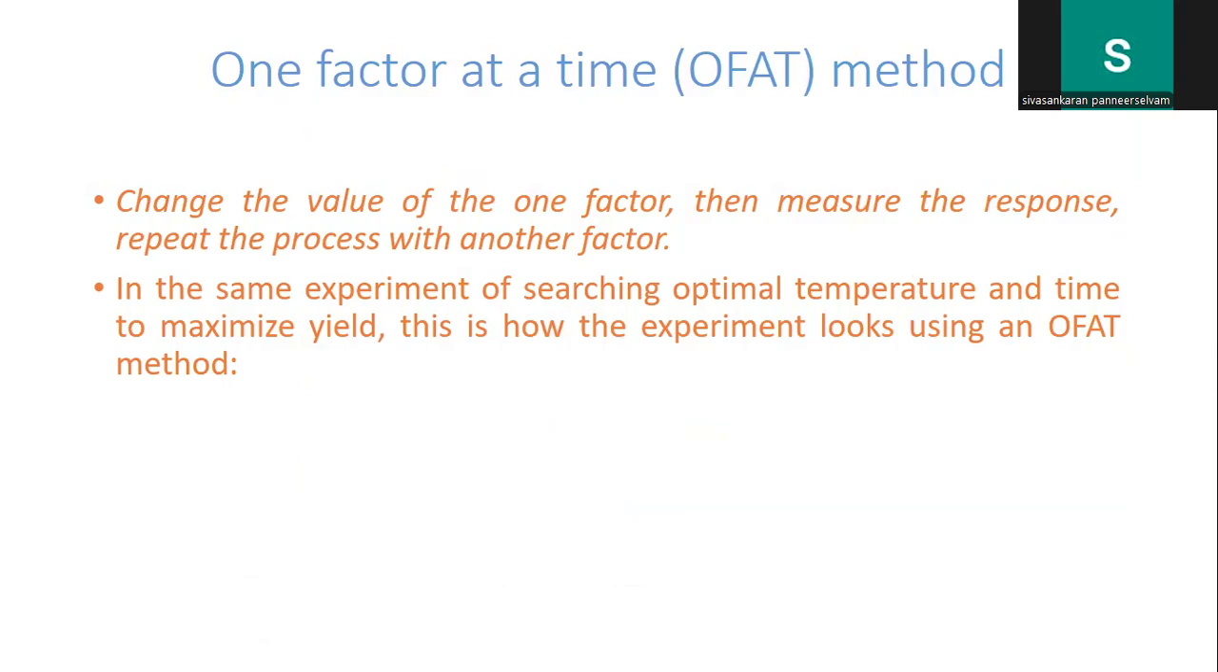Next, the one factor at a time method. Change the value of one factor, measure, and repeat the same process with another factor. Let us take the same example for this method also: optimizing the temperature and time and finding out the maximum yield.